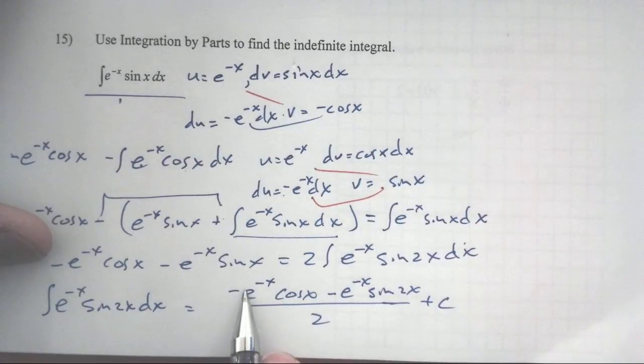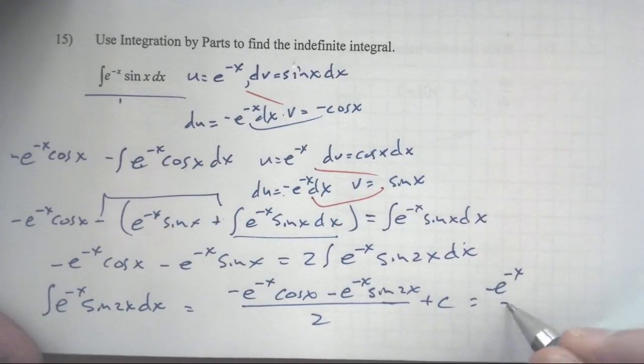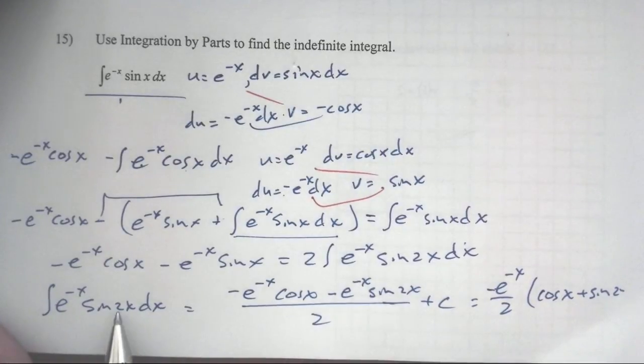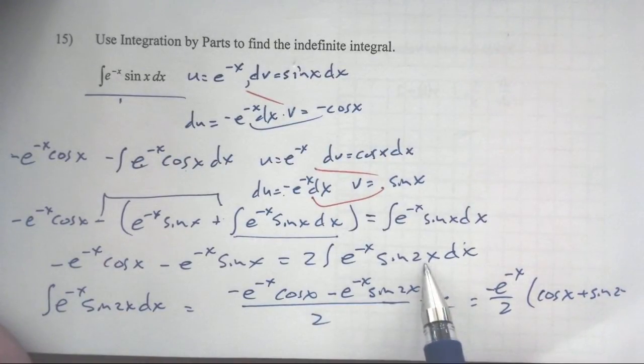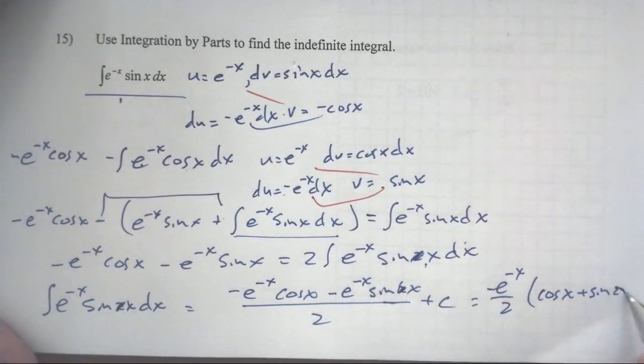So I'm going to go equals negative e to the negative x on 2 times cosine of x plus sine of, where did my 2x come from here? I have no idea where that 2x came from. Sorry about that. Sine of just plain old x. Glad I caught it.